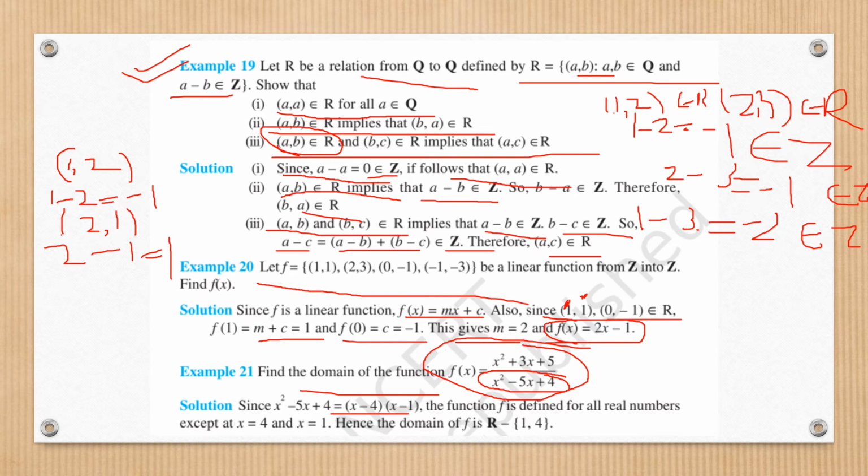And if the denominator is 0, and you know that a rational function should have a non-zero denominator, right? So that means I can put any value, but I should not put what? 1 and 4. So what is the domain? The domain is the set of all real numbers except this set having two elements, 1 and 4. Okay.